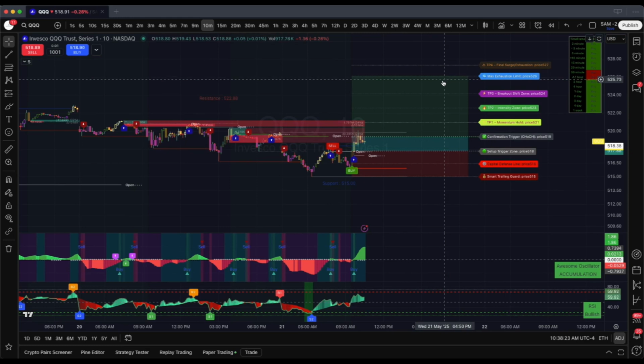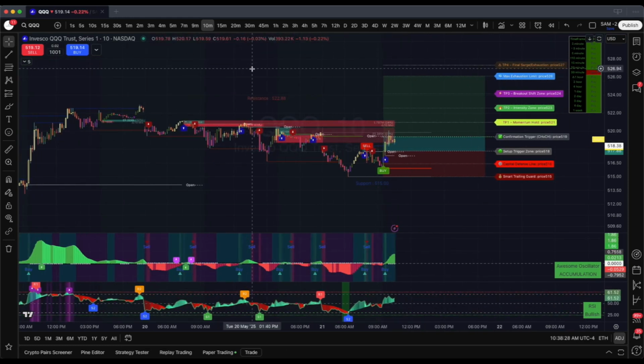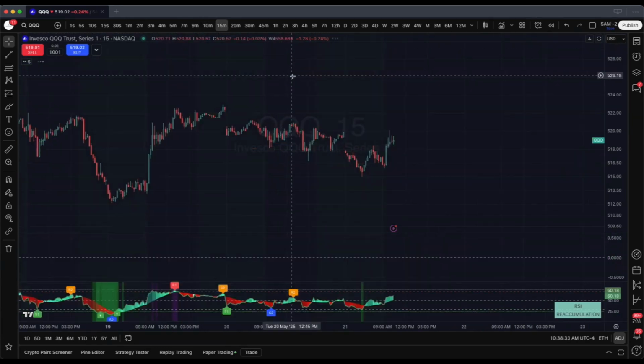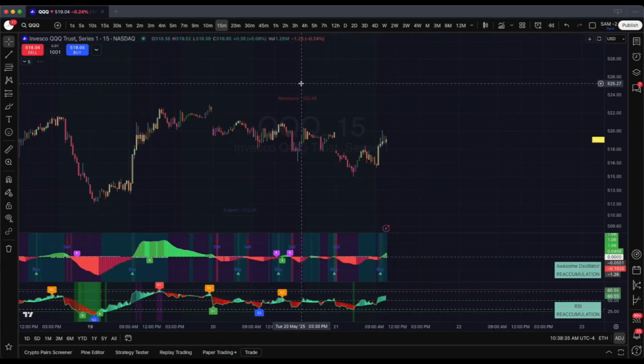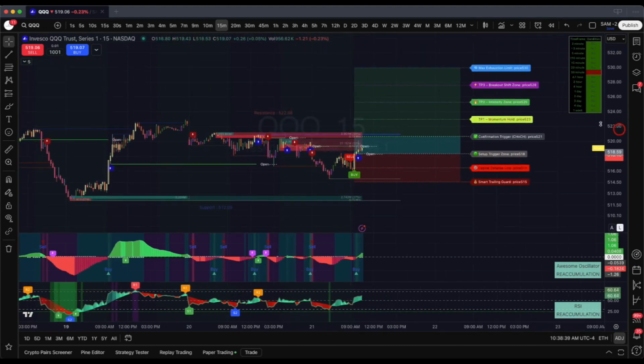For this QQQ, I'm using the 10-minute time frame, and the highest price zone that could happen today is 527. When I switch to the 15-minute time frame, its max price up here is 530 and 527. See?